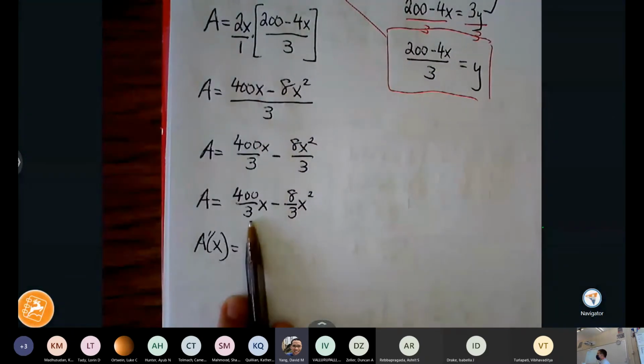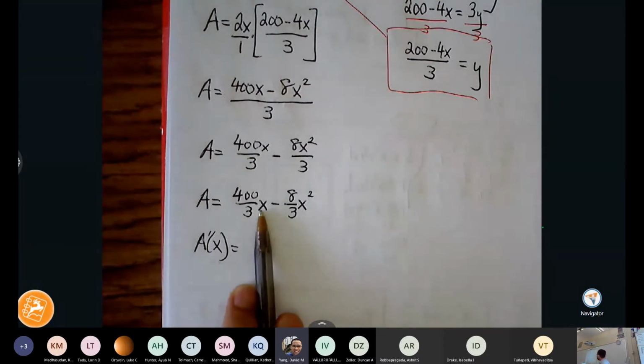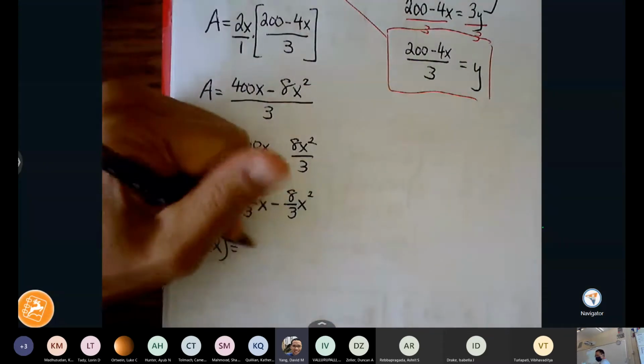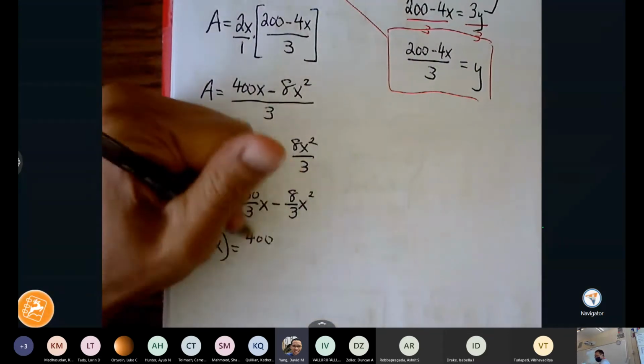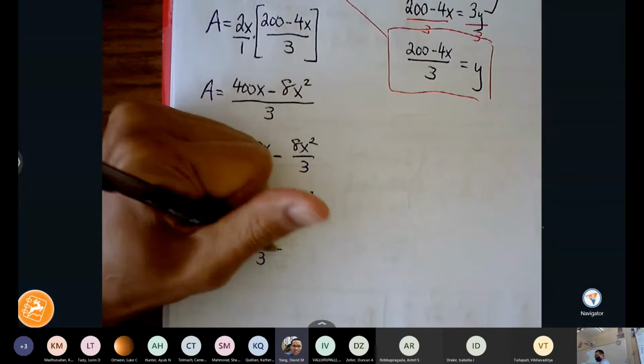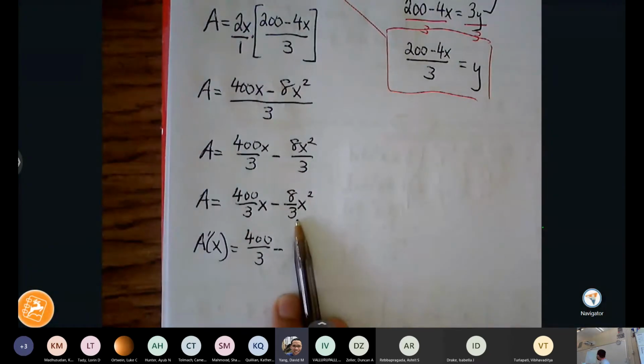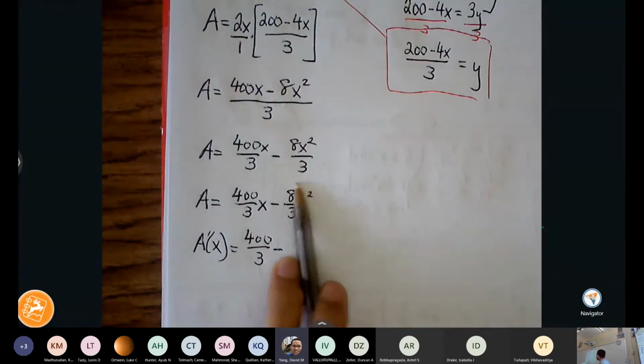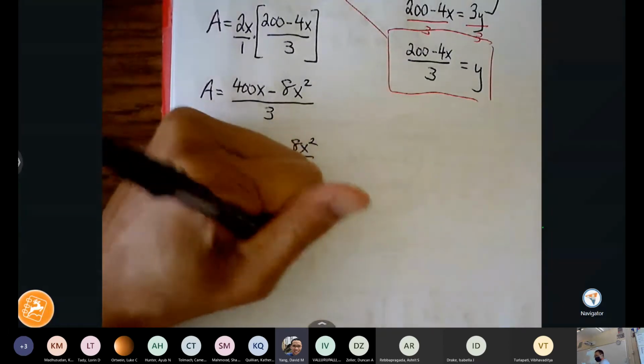Okay, what's the derivative of my first term here? 0. There's the x here. Or 400. Yeah, 400 over 3. Yeah. Now, if it was just 400 over 3 without the x, it would be 0. Minus, yeah, 16 over 3 x.